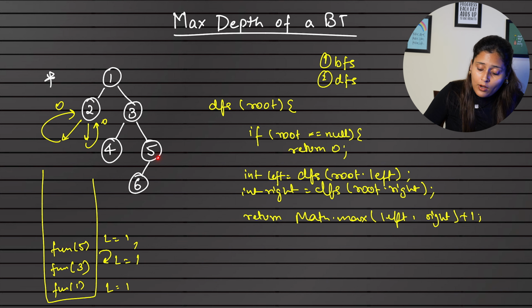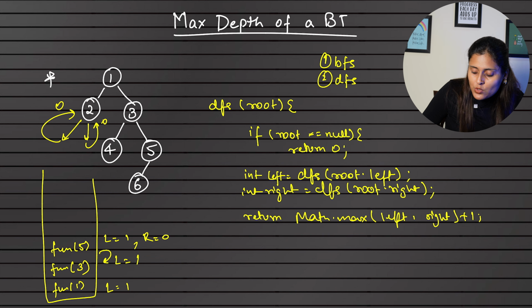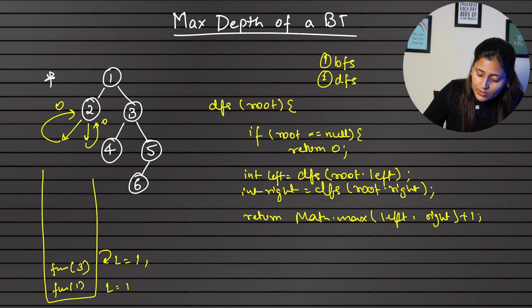Now 5 will also call for right side, but it is null, so it will return 0, right? Now 5 has left and right. So what will get returned? Maximum of left or right, which is 1, plus 1, which is 2. So 2 will get returned to 6 right side. Sorry, 3's right side, correct? Yes. So 5 will get removed and it will return right 2. Why? Because maximum was 1, 0, which is 1, and plus 1 for it means 2.